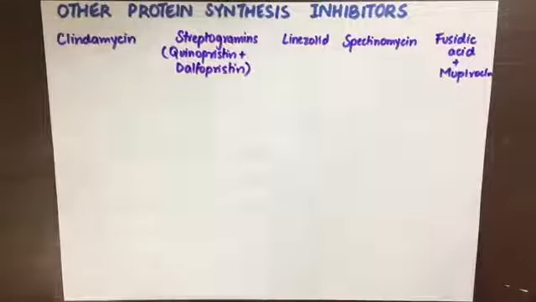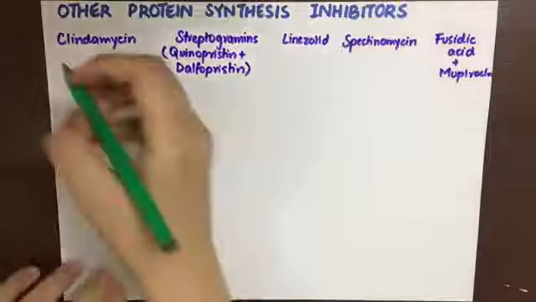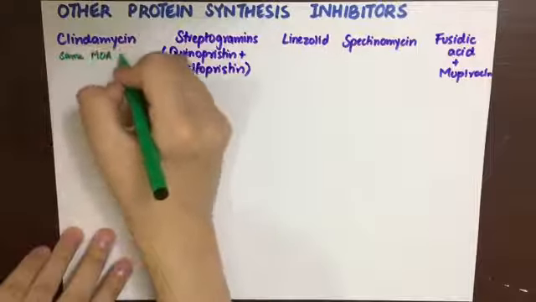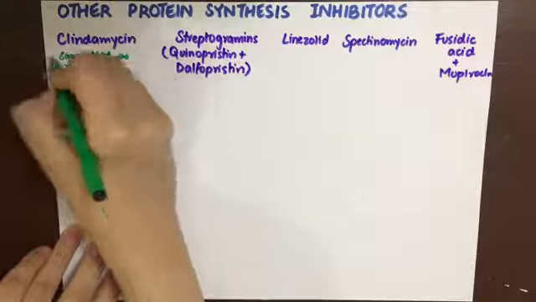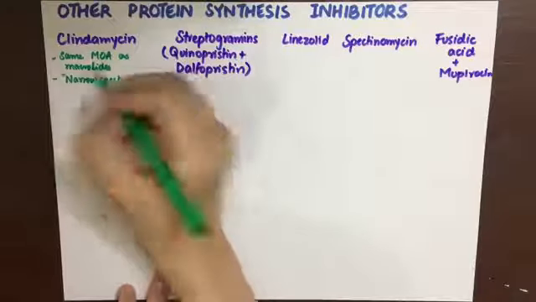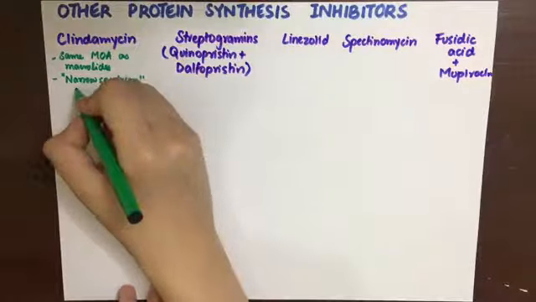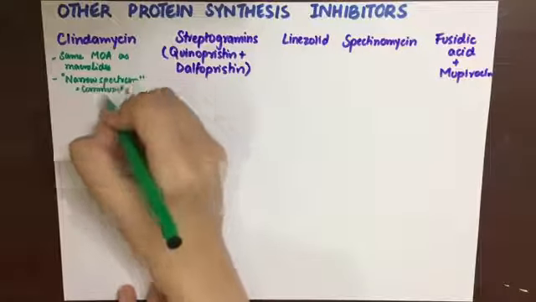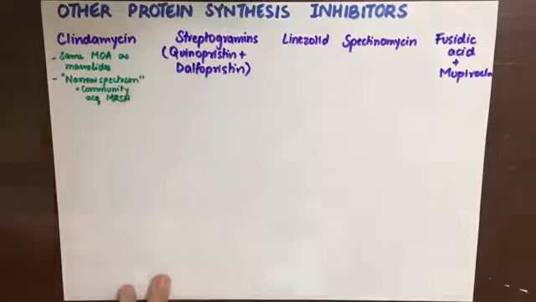Apart from aminoglycosides, tetracyclines, chloramphenicol, etc., there are also other protein synthesis inhibitors. There are clindamycin, streptogramins, linezolid, spectinomycin, fusidic acid, and mupirocin. Coming first to clindamycin, it is not a macrolide, but its mechanism of action and resistance patterns are the same as those for macrolides.